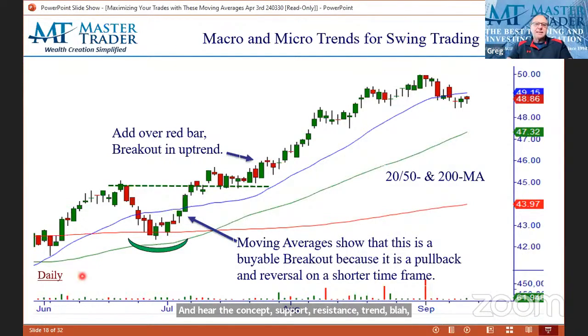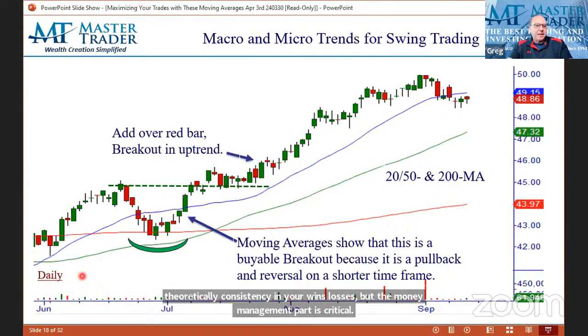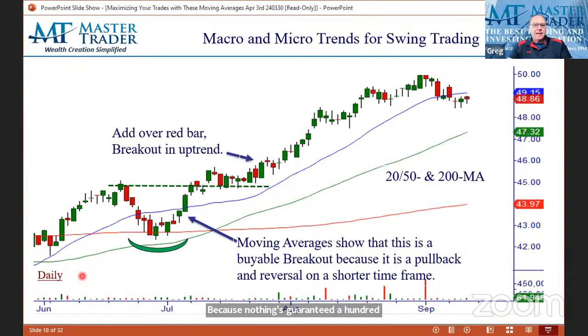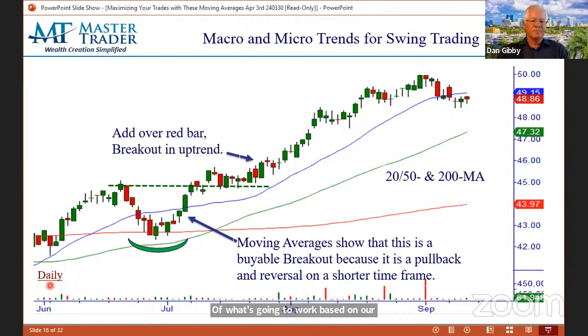You get consistency in what you do, your trades, and theoretically, consistency in your wins and losses. But the money management part is critical because nothing's guaranteed 100% that it's going to work. We're just increasing the probability of what's going to work based on our method. All right, so we're in here.